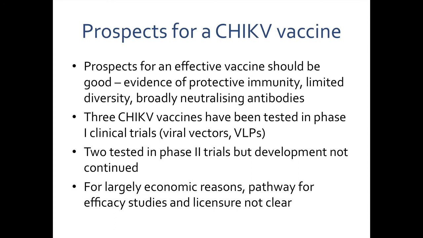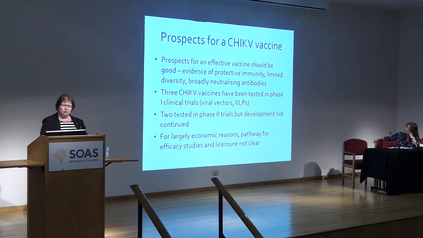It ought to be possible to make a vaccine against chikungunya. The diversity is relatively limited. There's good evidence of protective immunity just from the epidemiological studies that I've mentioned, that people who've had it previously seem to have a good level of protection. And the antibodies are broadly neutralizing and will cover all the major strains of chikungunya. So a vaccine really should be feasible.